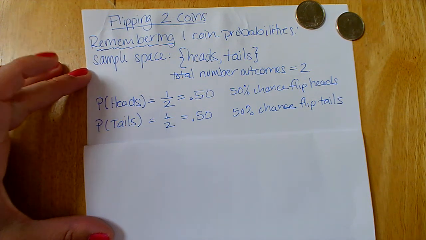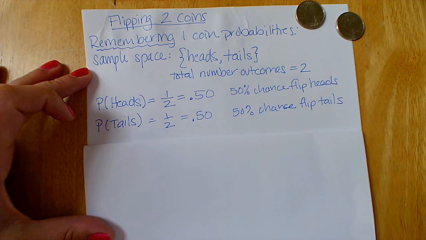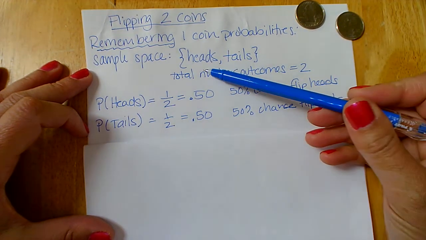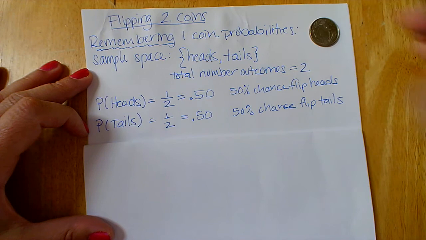Today we are going to learn about the probability of flipping two coins. Before we start flipping two coins, let's just remember the probabilities with one coin. So our sample space is our total number of outcomes. Our sample space here are heads and tails. So if we just had one coin, we would either have heads or tails.